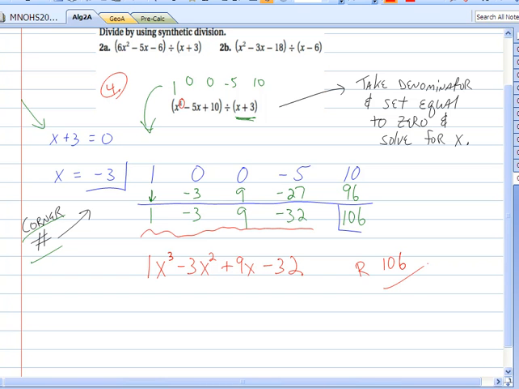Again, sometimes you'll see it as 106 divided by x plus 3. And there's my answer. If you have any questions with synthetic division, please let me know.